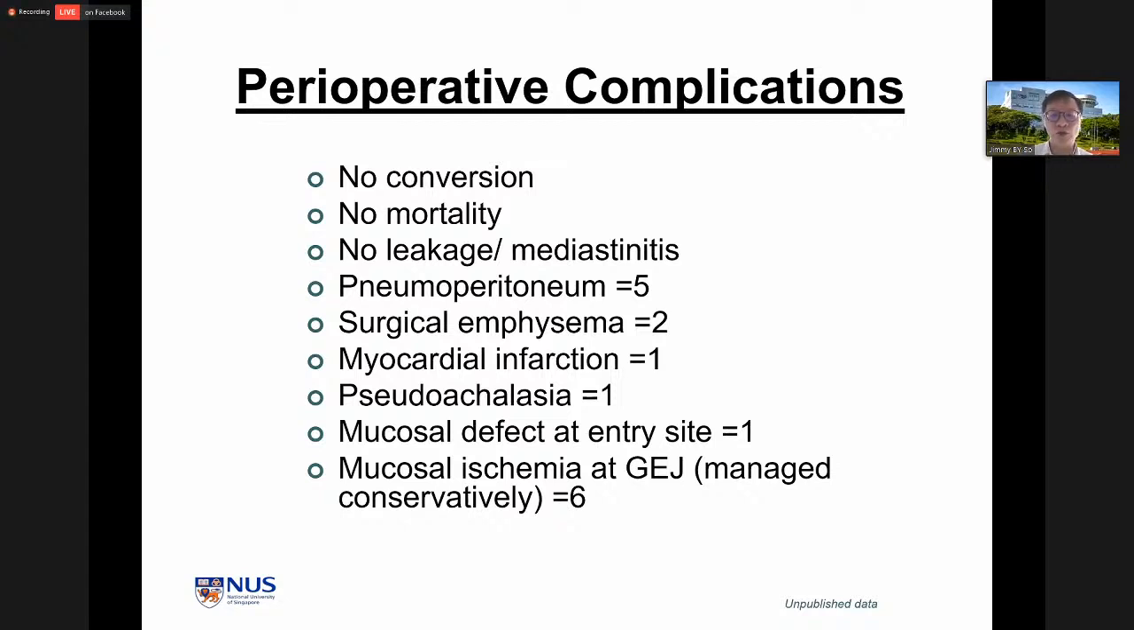This is very important. Even though all the cases have had endoscopy, high resolution manometry and even CT scans, we have to really exclude cases of pseudoachalasia, especially for older age patients. The most common complication we encounter is mucosal ischemia near the GE junction, and usually it is in the tight space, but all the cases are managed conservatively.